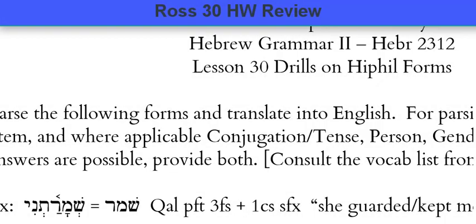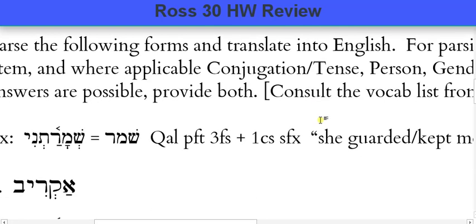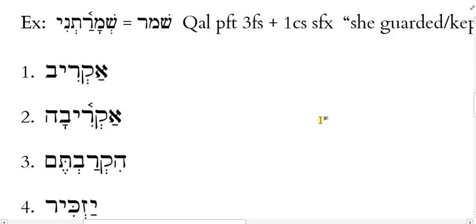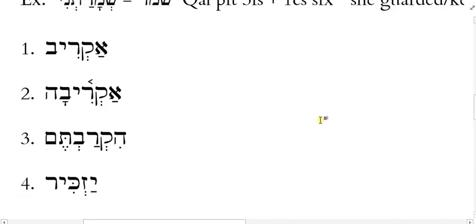All right. So here's the drill sheet for chapter 30, and we're going to parse these and translate them together. Let's start with number 1. We have akriv. Akriv. Say that with me. Akriv. What are my 3 glorious verb root letters? Kof, resh, beit. Good.